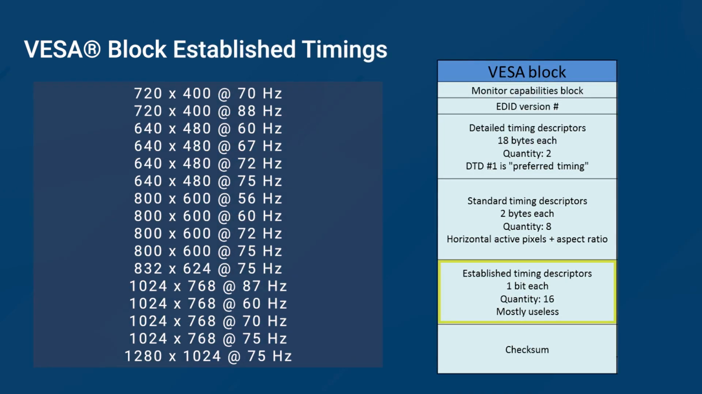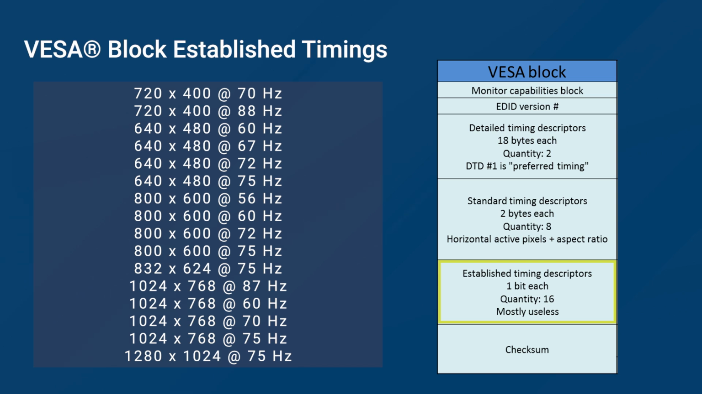Here we have the established timings built into VESA EDID. There are 16 of them, but notice that most are not 60 Hz. Today, we don't have a need for any of the non-60 Hz established timings, since 60 Hz is the standard refresh rate for many modern displays, and because many of the resolutions are outright obsolete.